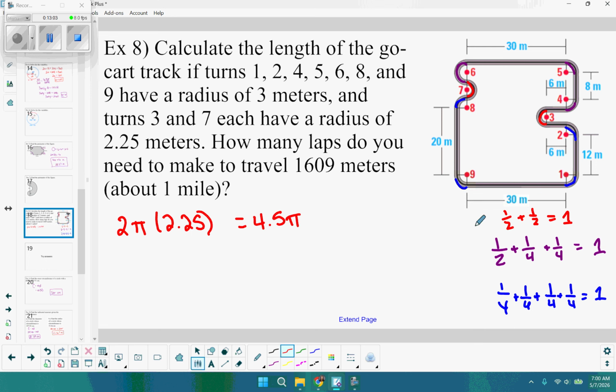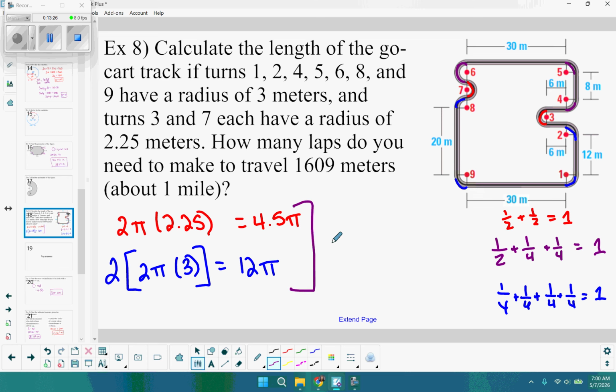And if you're going to do multiple things with pi in the same problem, I would keep pi until the very end, until you only have 1 pi left in the problem. All right, then we said we're going to do 2 circles, and each one was 2 pi times 3. So that's 6 pi times 2, that's 12 pi. So we have a total circular perimeter of 16.5 pi.